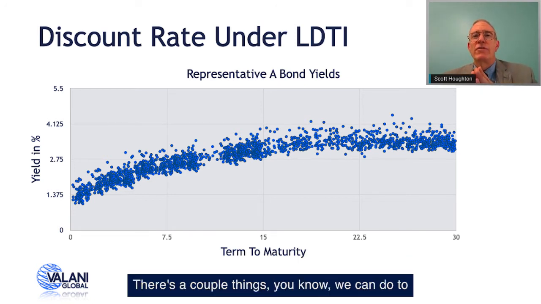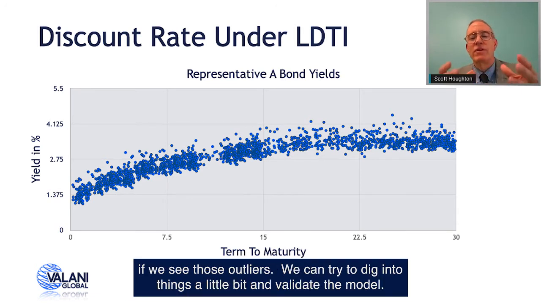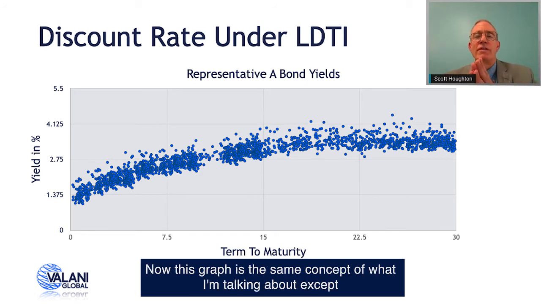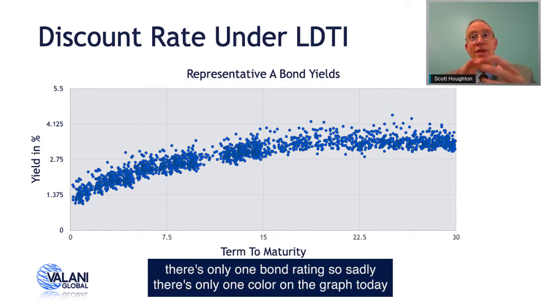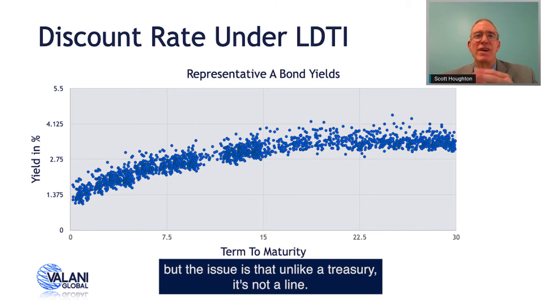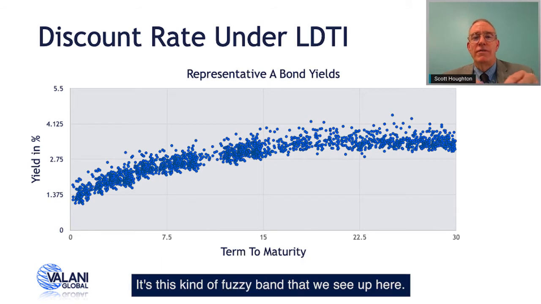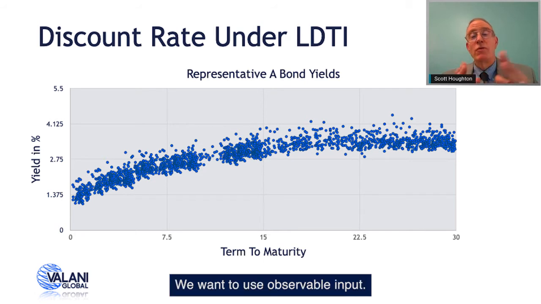If we see those outliers, there's a couple things we can do. We can try to dig into things a little bit and validate the model. Now, this graph is the same concept of what I'm talking about, except there's only one bond rating. So, sadly, there's only one color on the graph today. But the issue is that unlike a treasury, it's not a line. It's this fuzzy band that we see up here, and we want to use observable input.